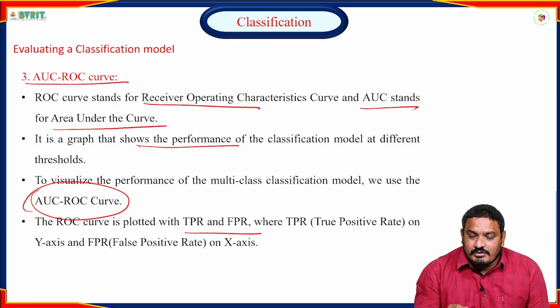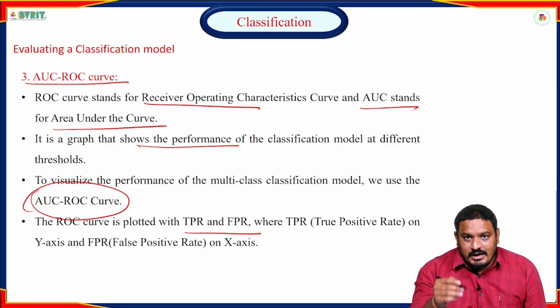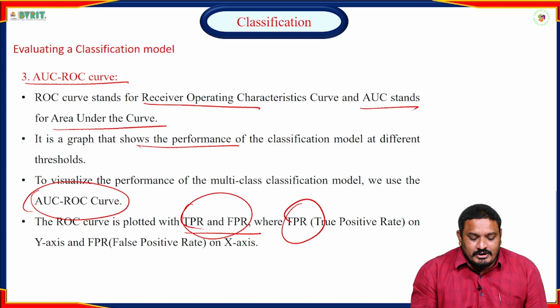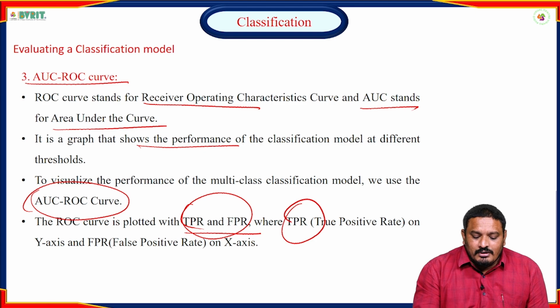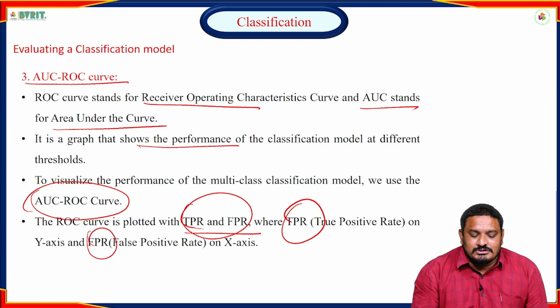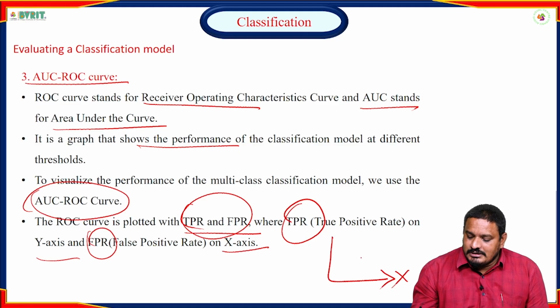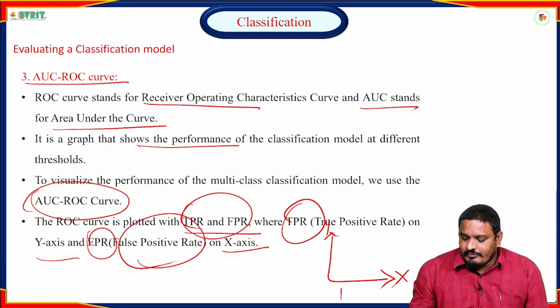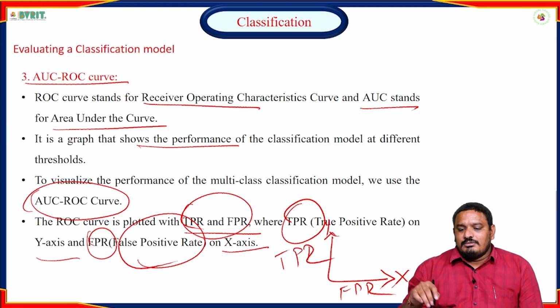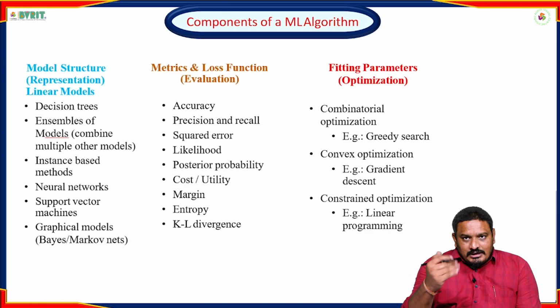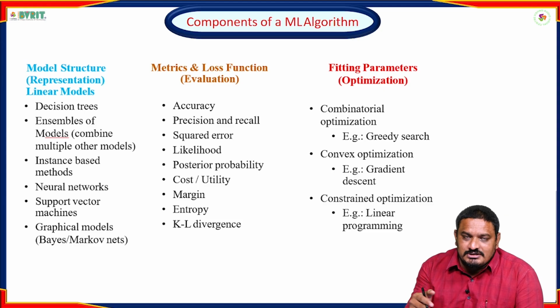The ROC curve is plotted with the TPR and FPR. TPR is called the true positive rate, and FPR is called the false positive rate, plotted on the y-axis and x-axis. Simply see this. This is the x, this is the y. On the x-axis, we define the FPR. On the y-axis, we define the TPR. That is the classification.